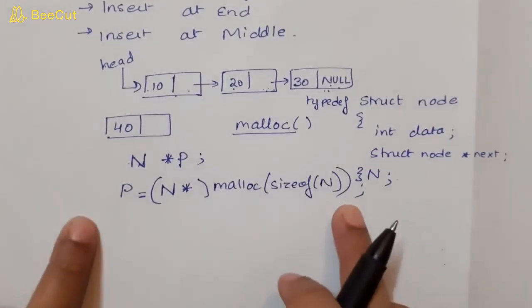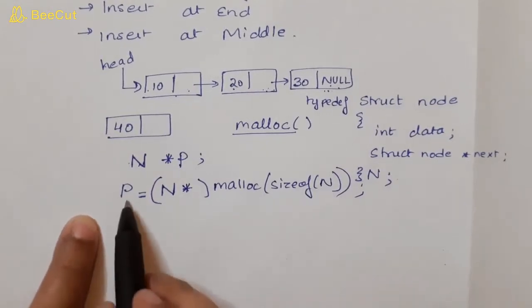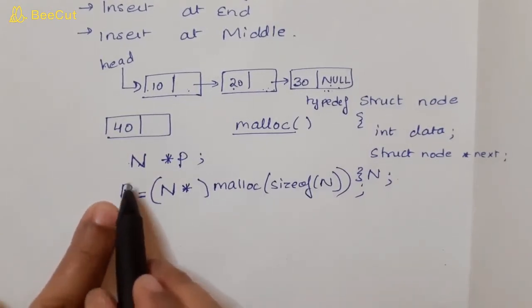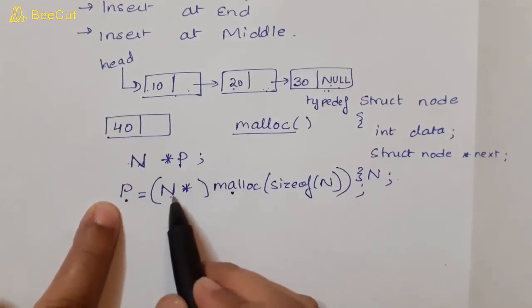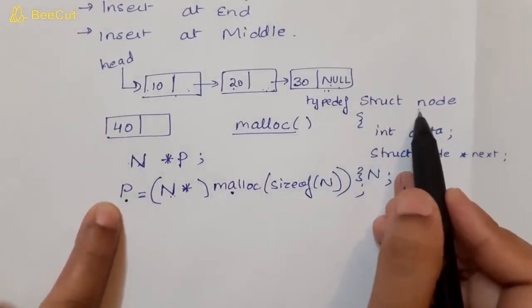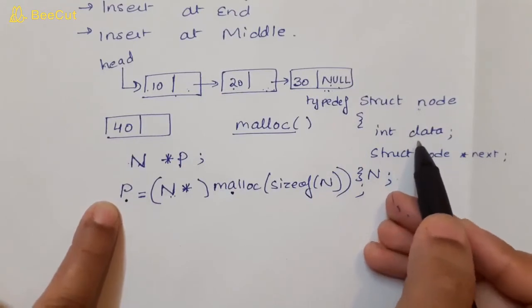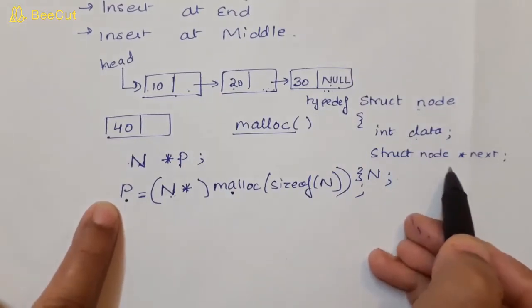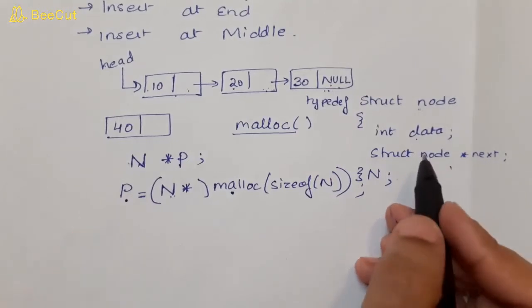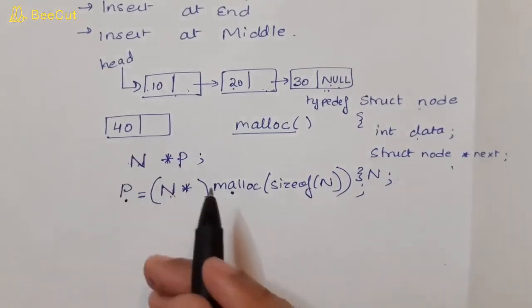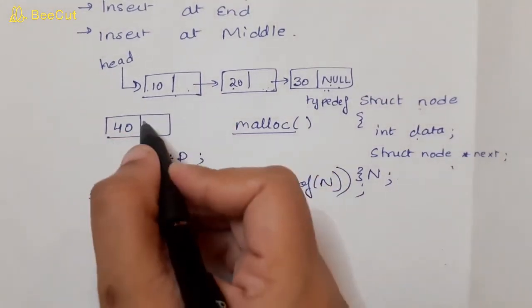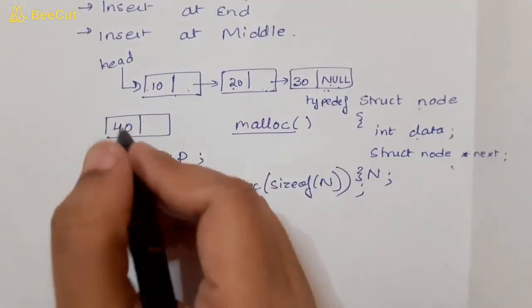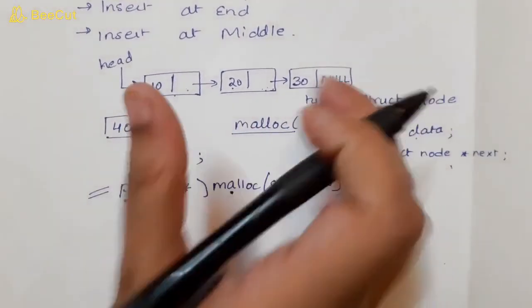When you write this particular statement, what is happening? This p is a pointer which is pointing to a memory location which is of n type. N means struct node type. Struct node type means it must have two things. The first field will be data, the second field will be next. So I'm going to create this node. Now I can create a node using this particular statement. Now here we are discussing if the new node I have to insert at the beginning, then see what I have to do. Already this linked list is present.